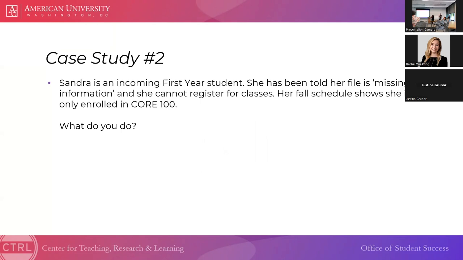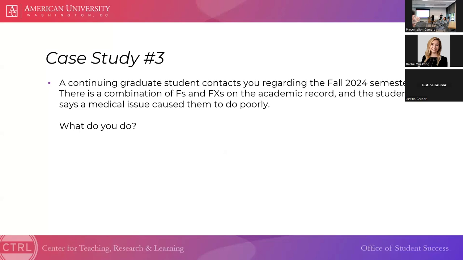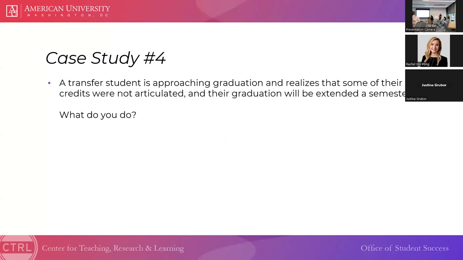So case study number two: Sandra is an incoming first-year student. Again, two first-year people up here, right? She has been told her file is missing information and she cannot register for classes. Her fall schedule shows she is only enrolled in core 100. What do you do? Two more. Third case study: a continuing graduate student contacts you regarding the fall 2024 semester. There is a combination of Fs and FXs on the academic record, and the student says a medical issue caused them to do poorly. What do you do? And lastly, a transfer student is approaching graduation and realizes that some of their credits are not articulated and their graduation will be extended a semester. What do you do?